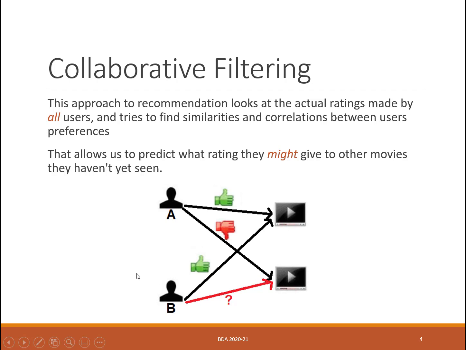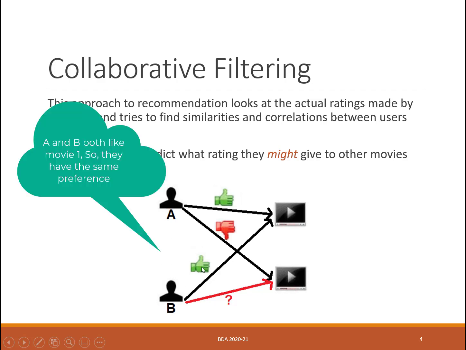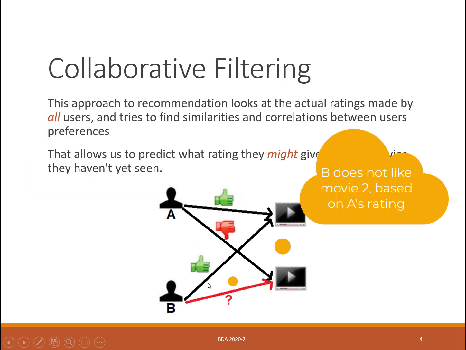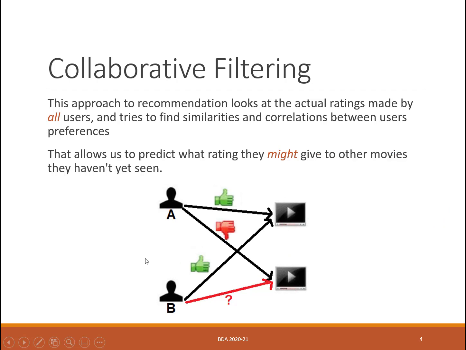For instance, in this example, users A and B both like the first movie. Based on this information, it can be concluded that user B very likely dislikes the second movie, because user A has given a thumbs down to this movie. Therefore, collaborative filtering allows us to predict the rating given by user B to a movie that has not been seen yet.